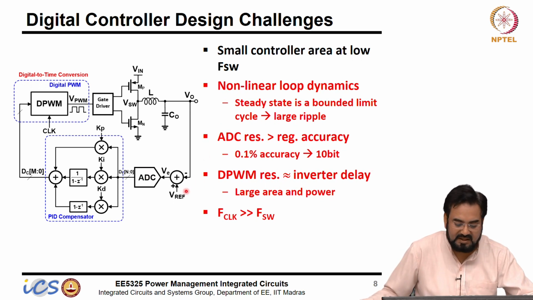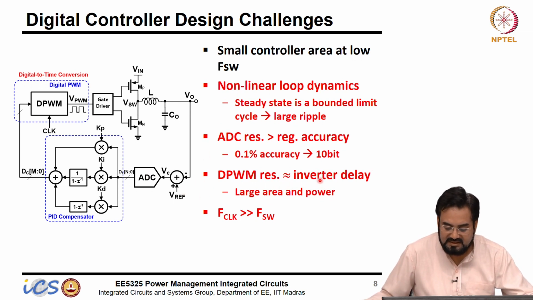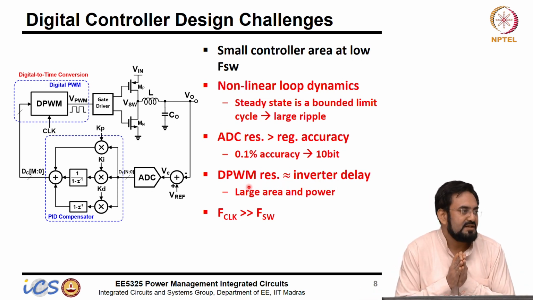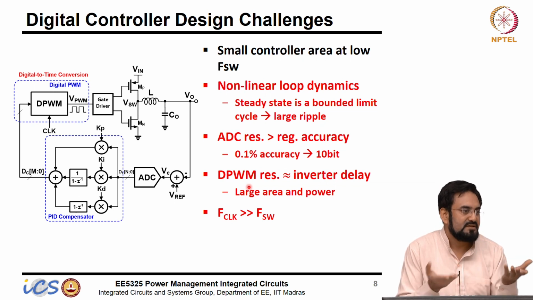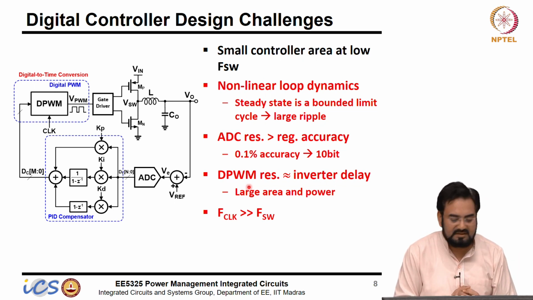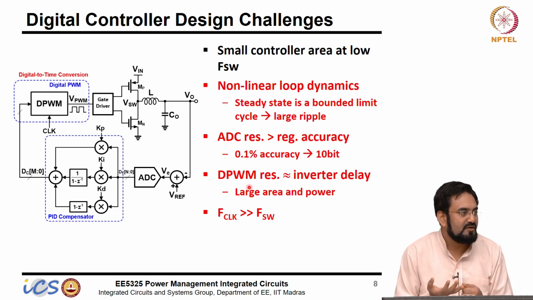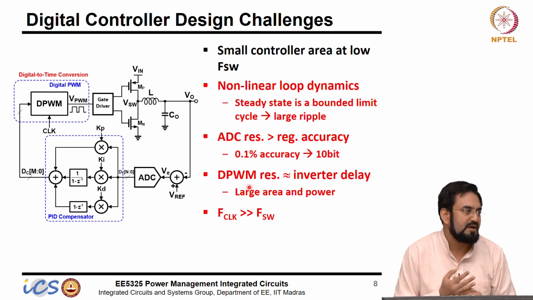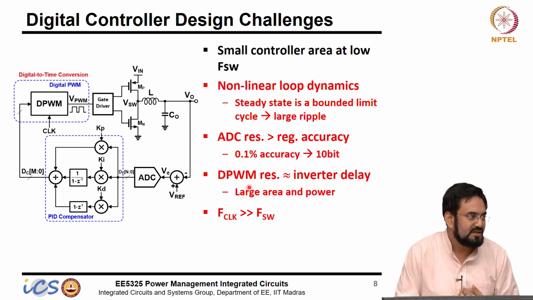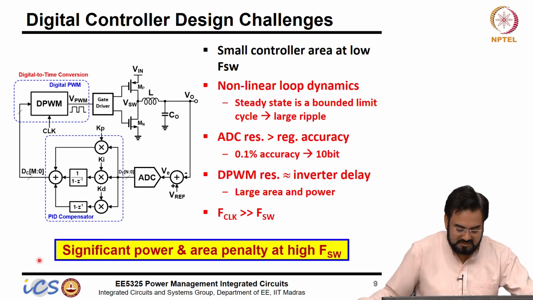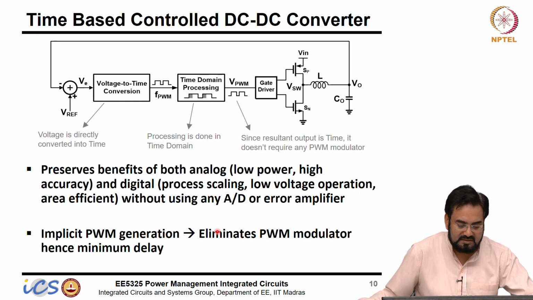And the DPWM, again, let's say you are using DLL, then it's dependent on inverter delays, and if I want more resolution, then the delay of each inverter should be very small, and then your inverter should be very fast, which means it will take a lot of area and power. So you are increasing the size of your inverter to make it fast, which means you are increasing the power as well as area. So again here significant power and area penalty you have to pay.